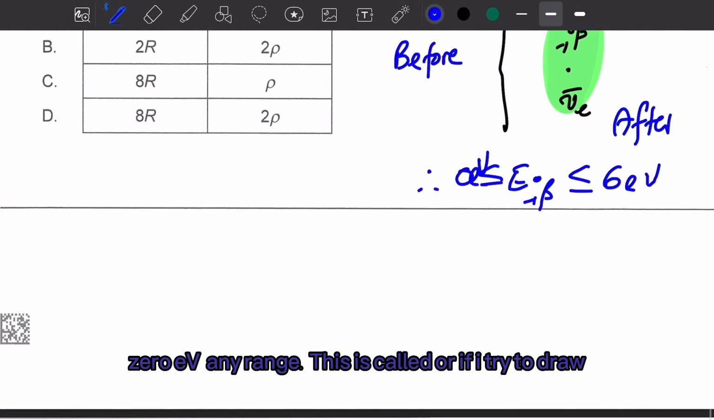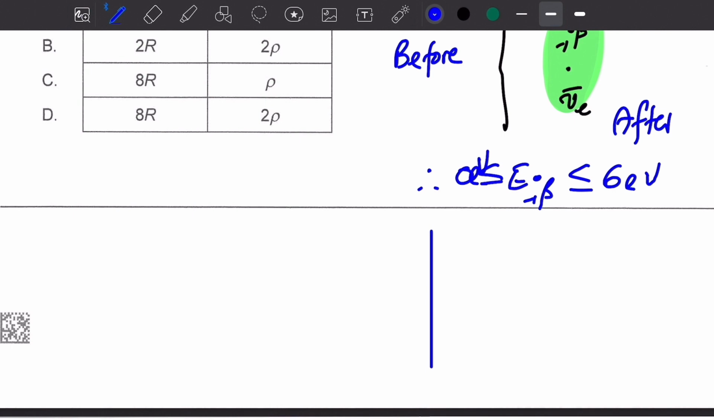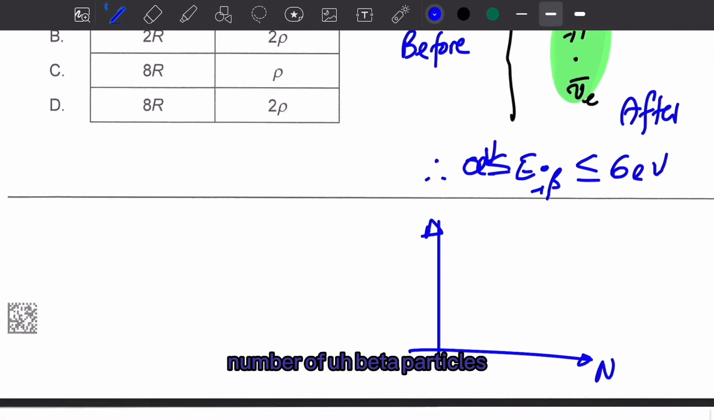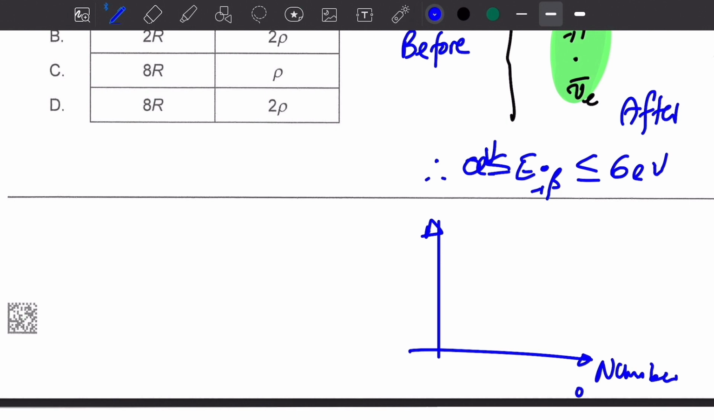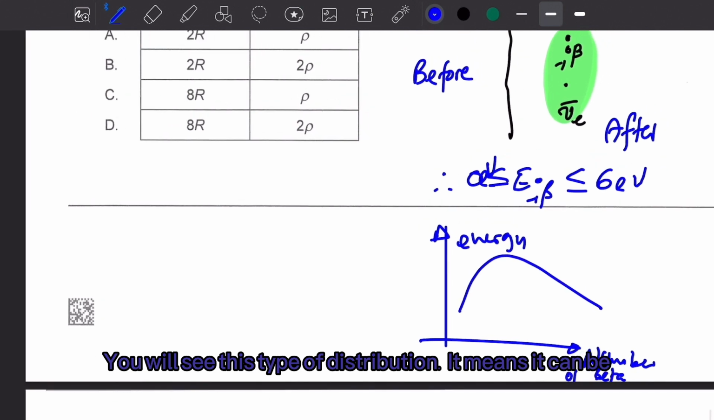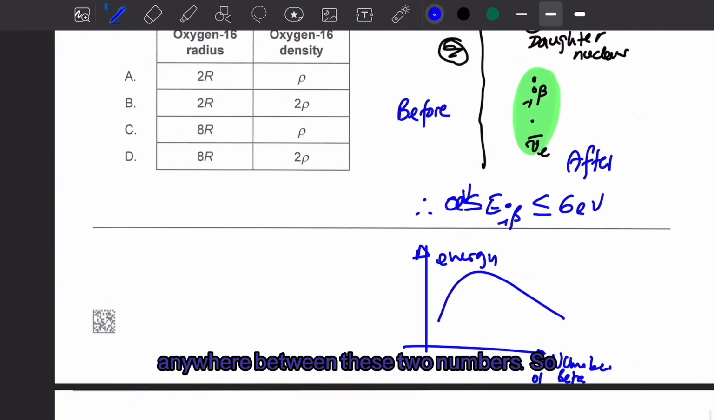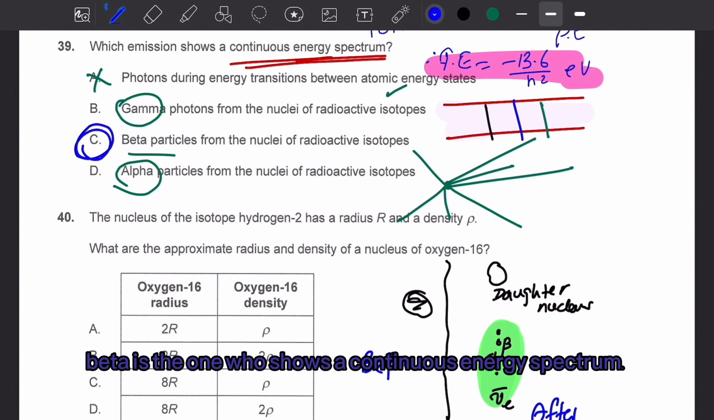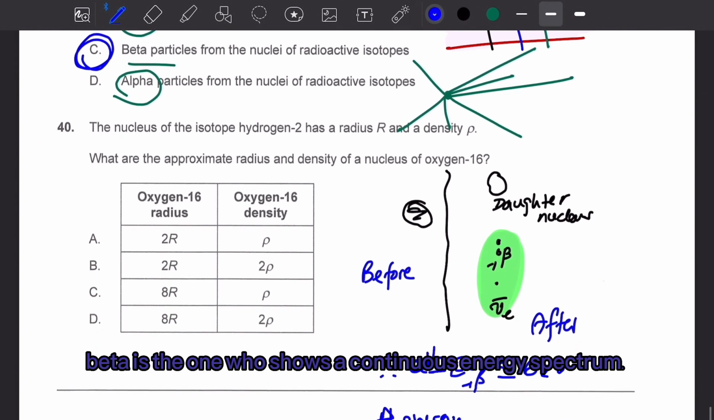If I try to draw number of beta particles against energy, you will see this type of distribution. It means the energy can be anywhere between these two numbers. So beta is the one that shows a continuous energy spectrum.